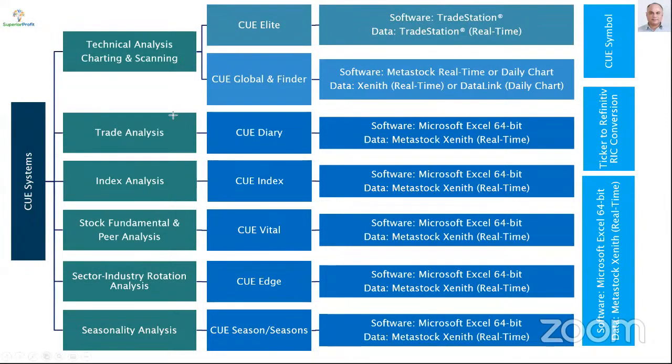In the Q Master class, we are going through all the Q systems and the underlying platforms one by one. Today, I am going to cover the installation of Q type systems, that is Diary, Index, Vital, Age, Seasonality, and also Q Symbol.